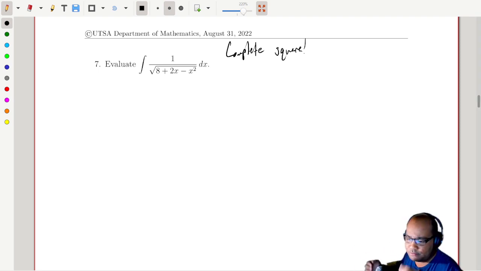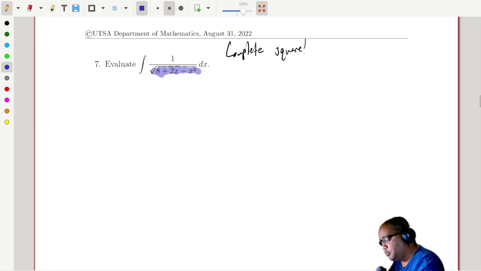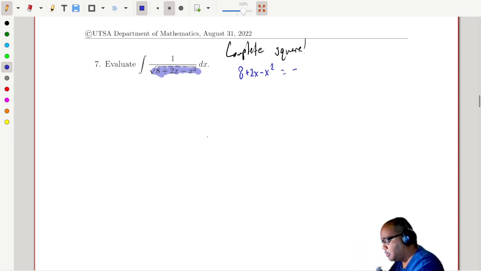So we need to complete the square. Now, here's how we're going to handle this. I'm going to go ahead and write this thing in the square root here. So this thing in the square root: 8 plus 2x minus x squared. But I'm going to factor out a negative sign so that the x squared term comes first. It just makes the organization work a little better here.